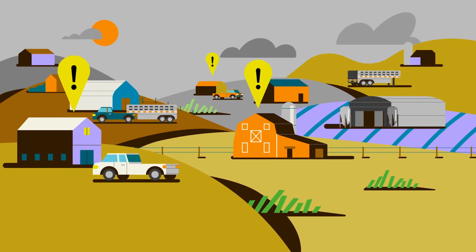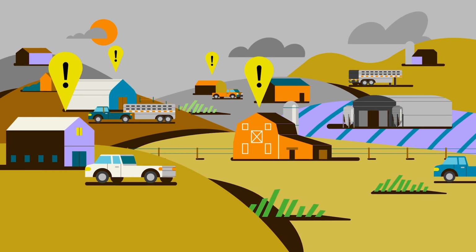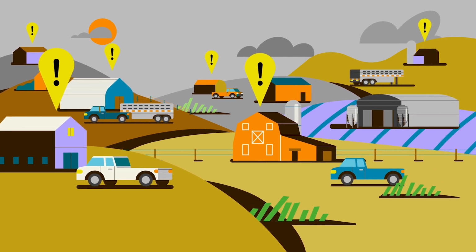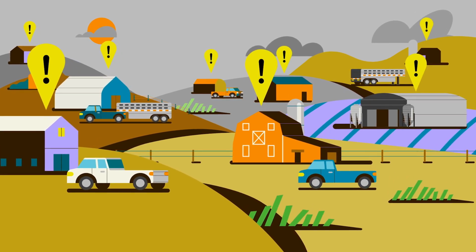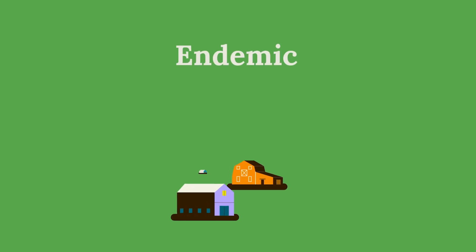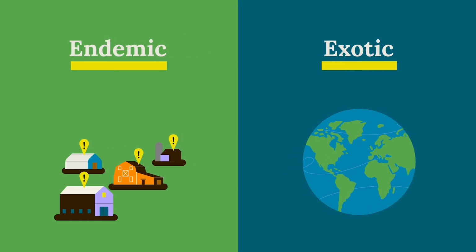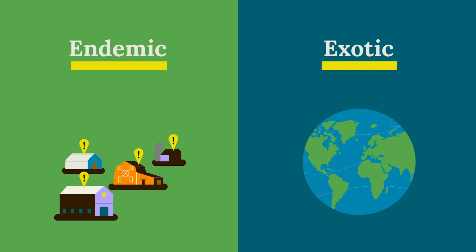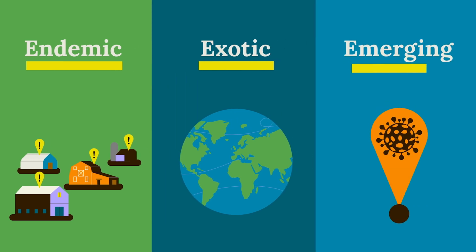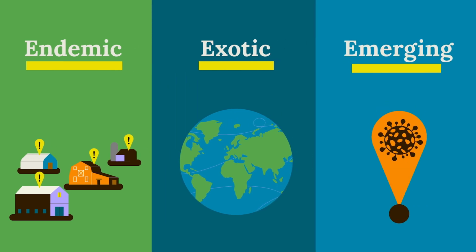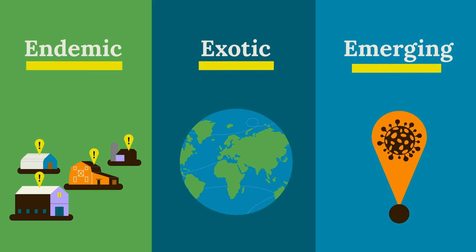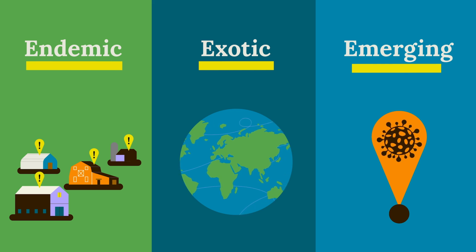An outbreak or epidemic happens when the number of new cases of a disease in an area increases above the normal rate. This can happen with an endemic disease, an exotic disease that is usually only seen in another part of the world, or a completely new disease. Some of these have the potential to become epidemics because of how fast and far they spread.